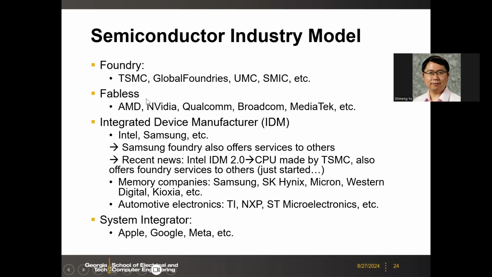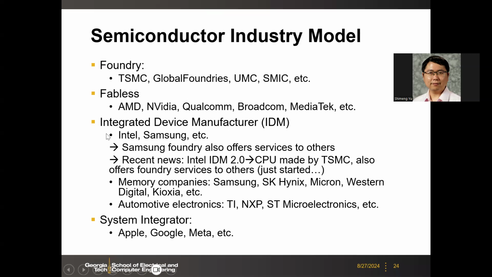And then we have many fabless companies. Sometimes we also call them design houses. They only do the design and send the layout to the foundries for manufacturing. As you know, AMD, NVIDIA are the top ones. And also Qualcomm, Broadcom, MediaTek, and many others. Those companies only do the design. Of course, they need to have a very good relationship with the foundries. And in many cases, they do DTCO, design technology co-optimization, with the foundries together.